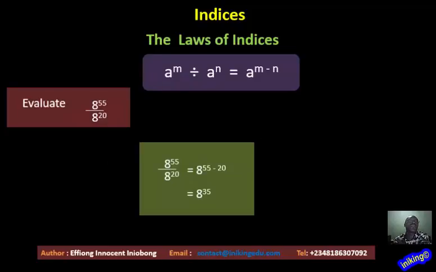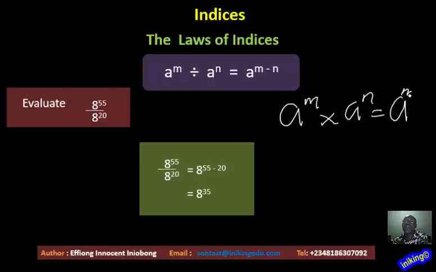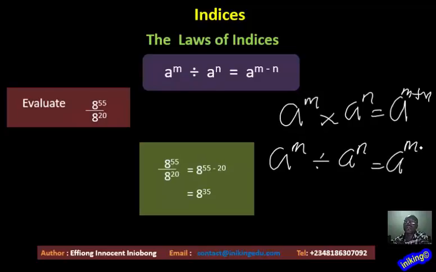So now we have considered two of these laws: a raised to the power m times a raised to the power n is equal to a raised to the power of m plus n. And if you have a raised to the power of m divided by a raised to the power of n, the rule simply says subtract the indices. So that's it for the first two laws of indices. In the next video clip, we will look at the law that guides us when the index is negative. So we'll be looking at the negative index.